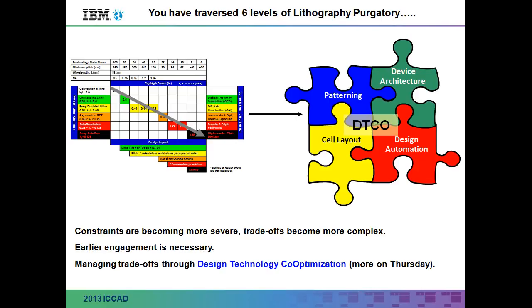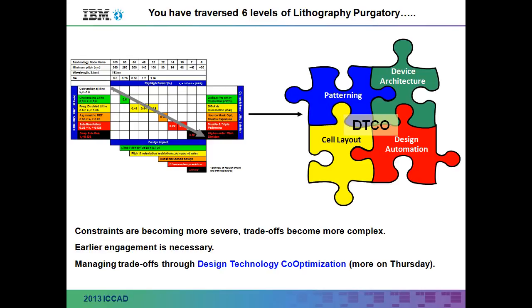And that takes me to my final slide here, where I hope you enjoyed this walk down memory lane, or the 6 levels of lithography purgatory. The message I wanted to really get across is that while these achievements are interesting and amazing, the only way we can really get there is by solving all these pieces of the puzzle. Patterning can no longer be done in a vacuum. You have to understand concerns of the device architecture.